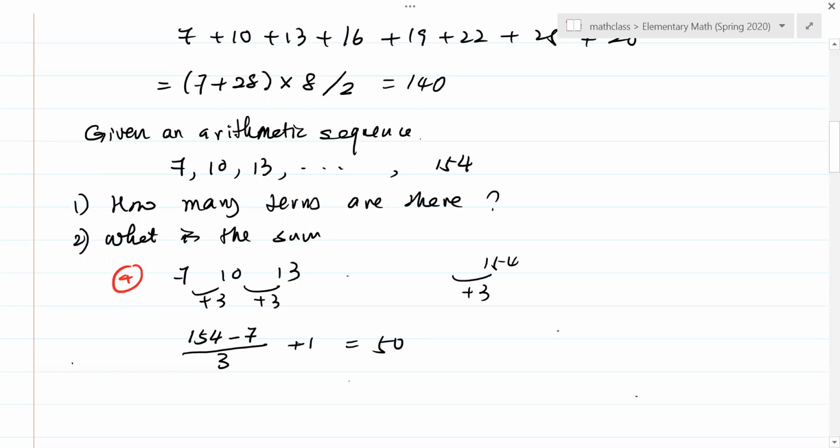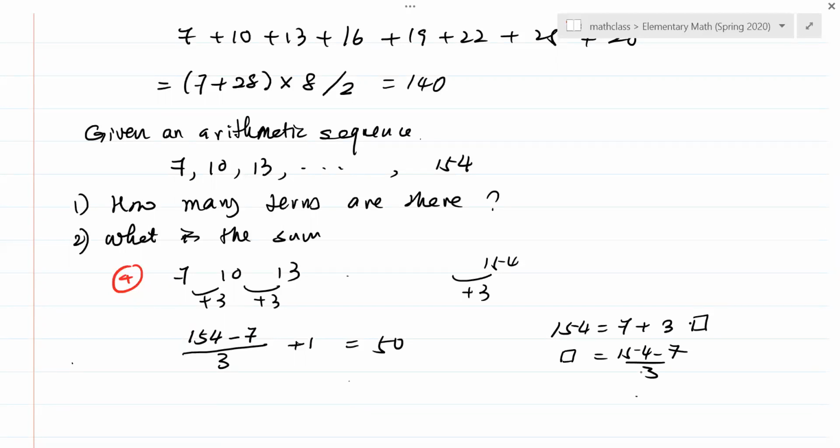So the last term, 154, is 7 plus 3 times the number of the terms. No, this is not just the exact number of terms, because you add 1 less than the number of the terms. Okay? So using this equation, you get 154 minus 7 divided by 3. But that number you get is just 1 less than the total number of the terms.